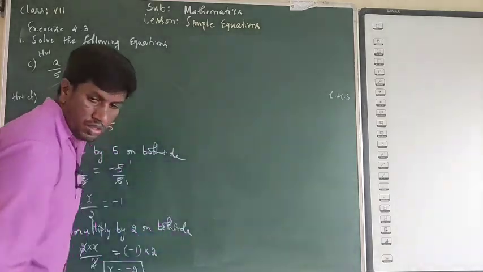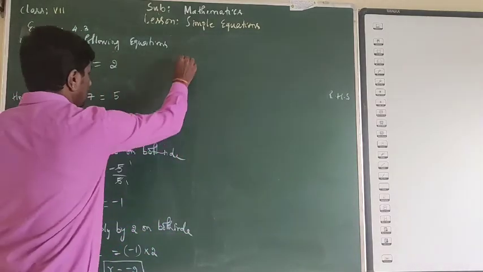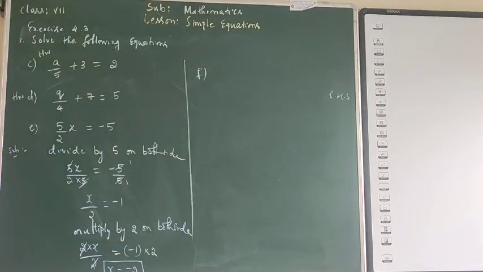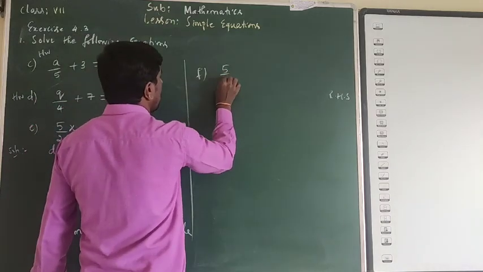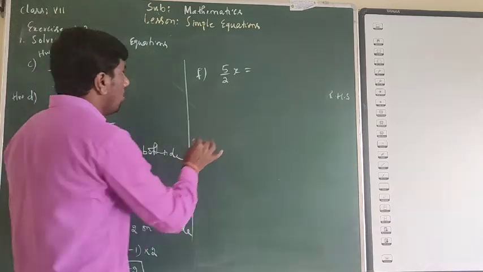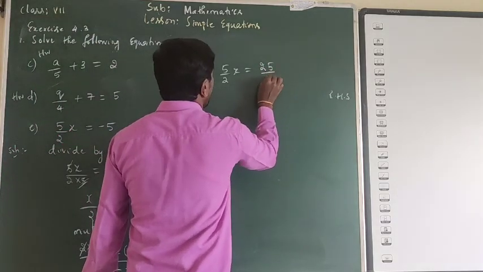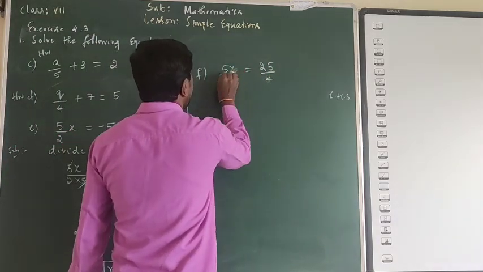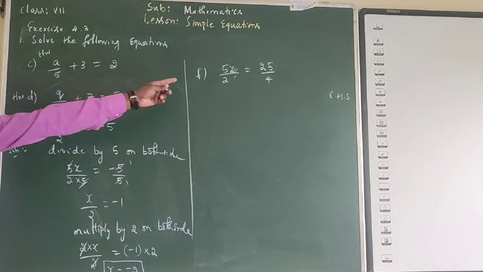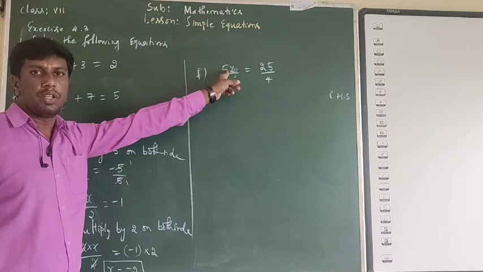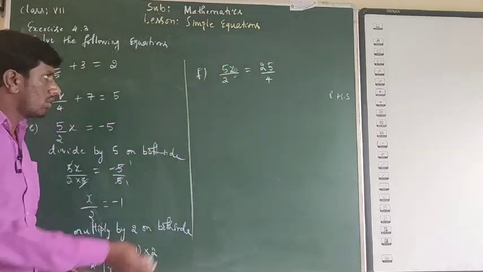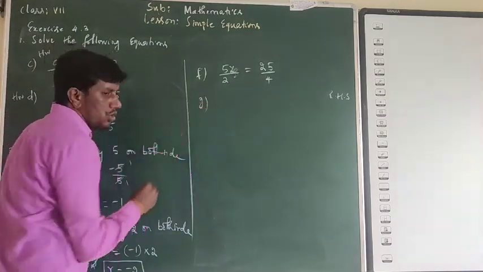Then F: 5 by 2 x is equal to 25 by 4. 5x by 2 is equal to 25 by 4. Same procedure. First we should divide by 5, then 5 will be removed. Then multiply by 2, 2 will be removed. Then you can do that. Okay?